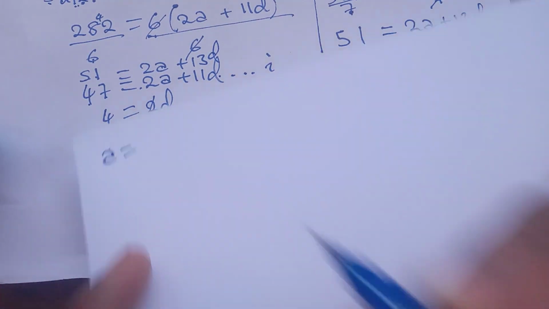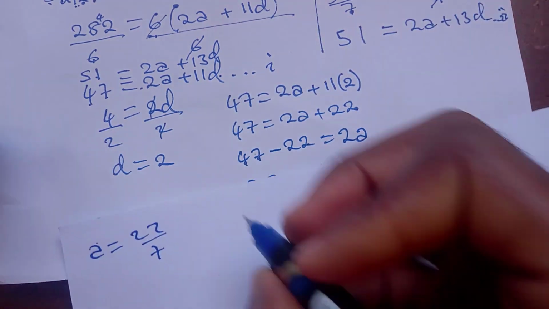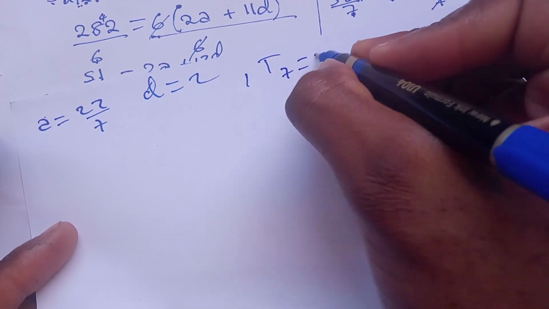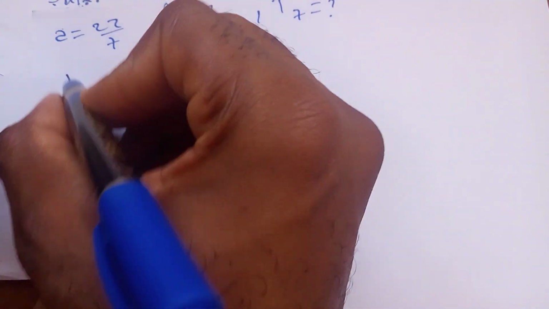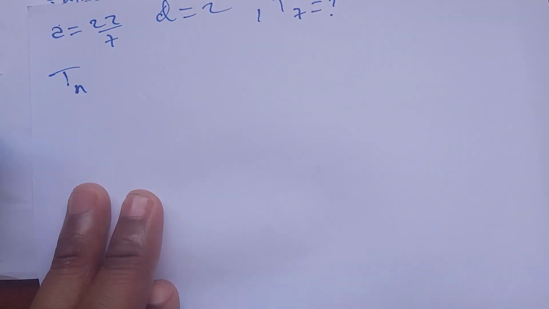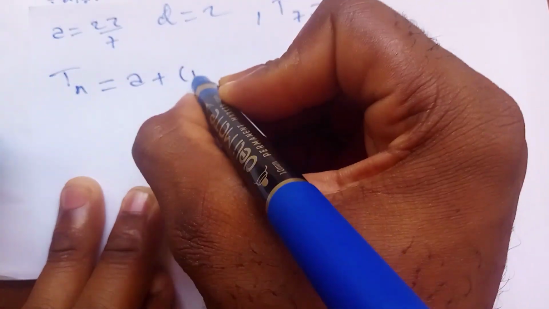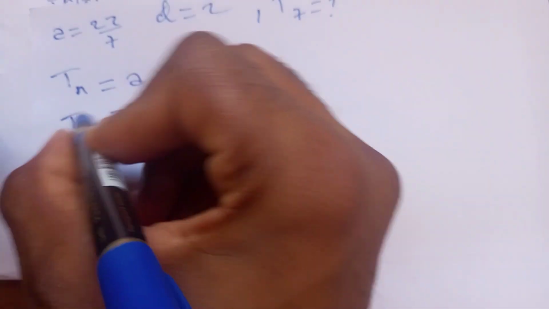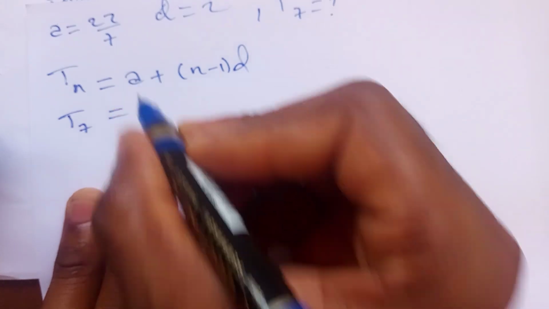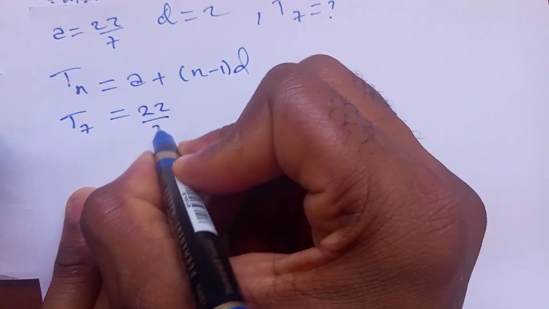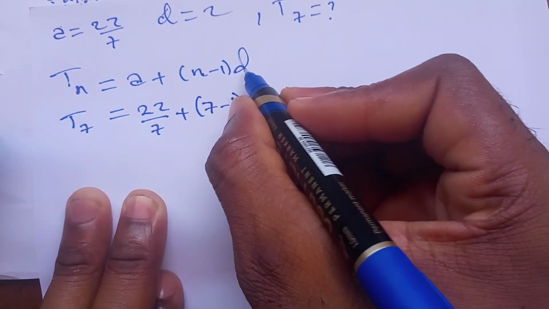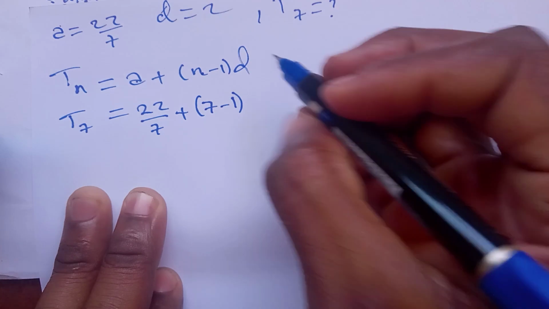So let me just write down what we have so far. A is equal to 22 over 7, and D is equal to 2, and we want to find the 7th term. The nth term of an AP, remember this is an AP, is given by A plus (n minus 1)D. So to find the 7th term, you can just put the value of A here, which is 22 over 7, plus our n is 7 minus 1, our D is 2.